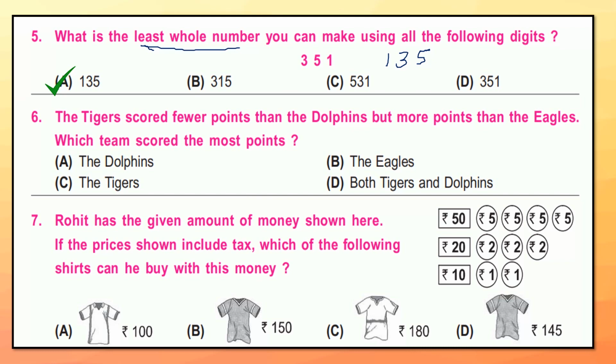Question number 6. The Tigers scored fewer points than Dolphins but more than Eagles. Which team scored the most points? We can see that the Tigers scored fewer than Dolphins but more than Eagles. So therefore, Dolphins scored the most number of points.